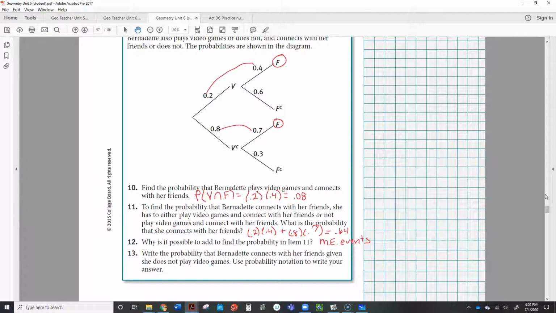All right, and it says write the probability that Bernadette connects with her friends given that she does not play video games. So they want the probability that she connects with her friends, but what has already happened is that she did not play video games. Remember, each one of these is a conditional probability. So all we've got to do is find that she connects with her friends given that she has not played video games. So the answer is 0.7.